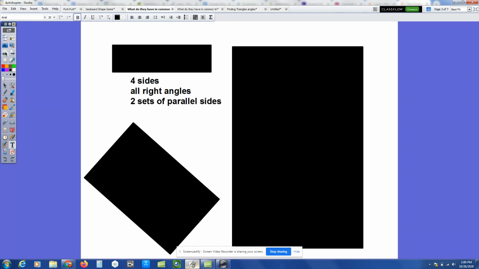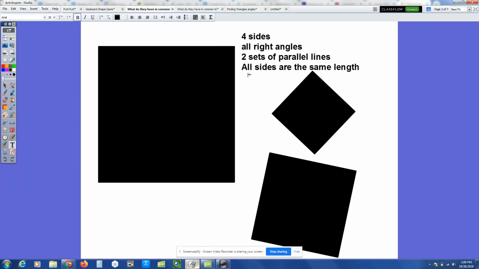Okay, let's go back to the previous page. All right, this one was called a rectangle. So if it's got four sides, all right angles, and two sets of parallel sides, but the sides are not the same length, it's called a rectangle. Okay, this one with four sides, all right angles, two sets of parallel lines, and all sides the same length is called a square. Okay.